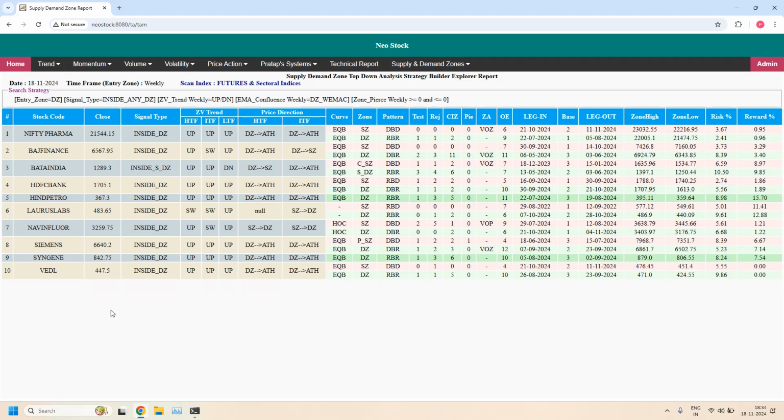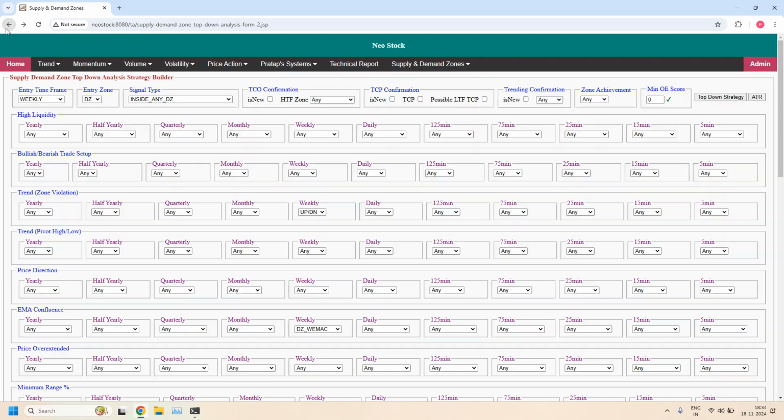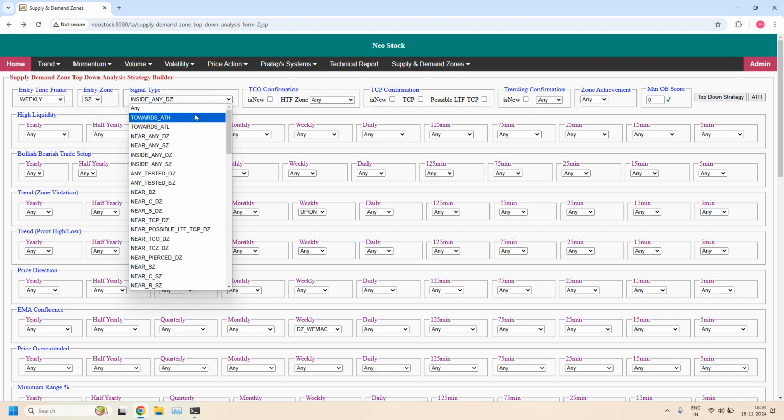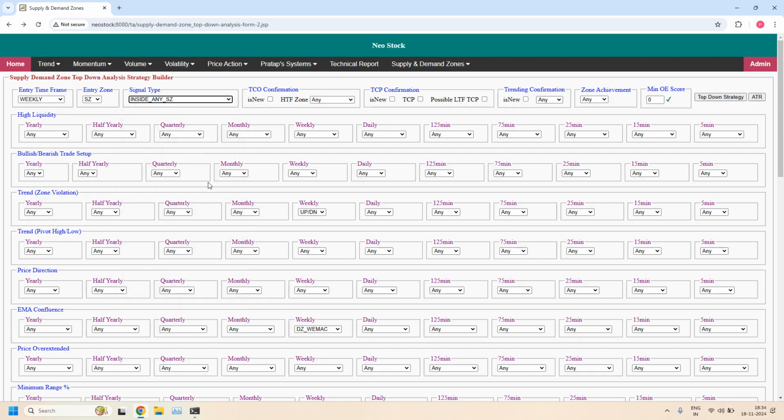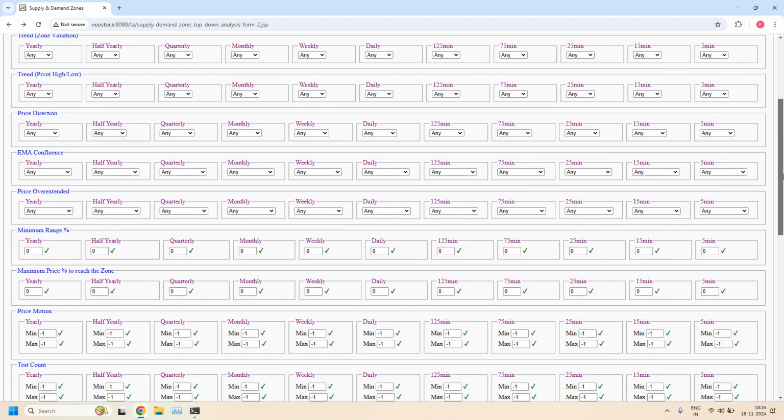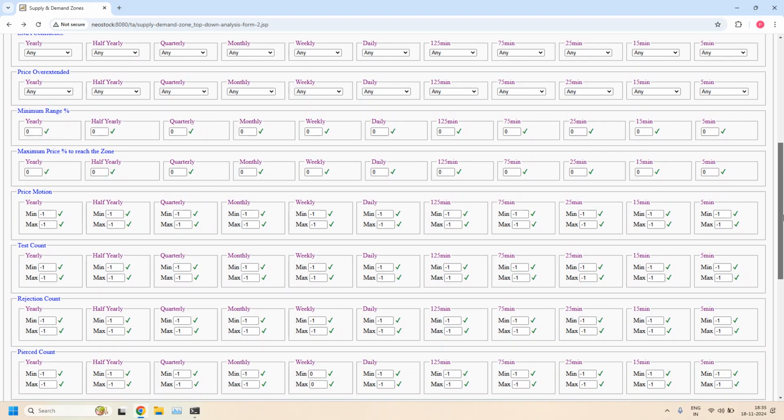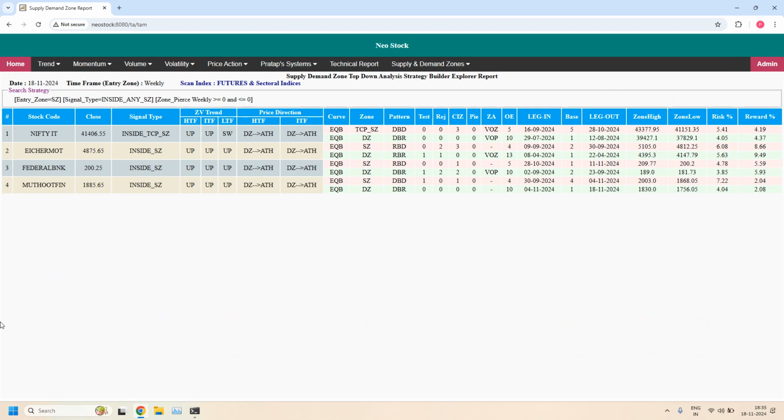Next, bearish trade setup. Weekly time frame, supply zones, and price closed inside the weekly supply zone I have selected. Pierced count is already selected, and the trend I am making not selected for the filter. EMA Confluence also I am removing the filter, and pierced count already selected here, weekly. So with these details we got 4 stocks.